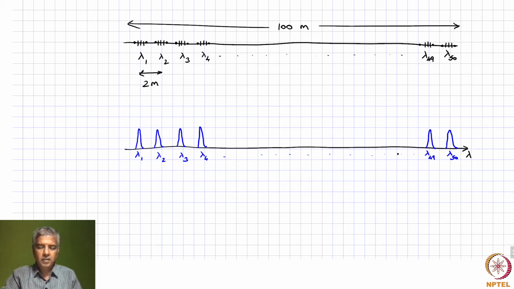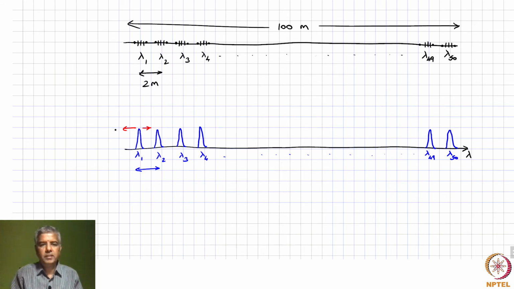Then the question is, what should be the spacing between the peaks? That's something that we need to decide. And how do we decide that? We need to consider the fact that each of these gratings can be undergoing a perturbation of 1000 microstrain. It could be negative strain or positive strain, but it could be 1000 microstrain. So what does 1000 microstrain correspond to?